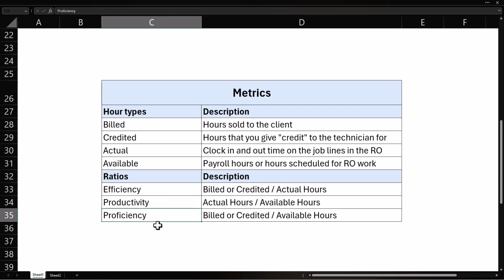So proficiency is kind of a middle of the road for both of those scenarios, where it's looking at, well, what did we bill versus what was available? And so it kind of takes the actual hours out of it, and it's a little easier to look at.